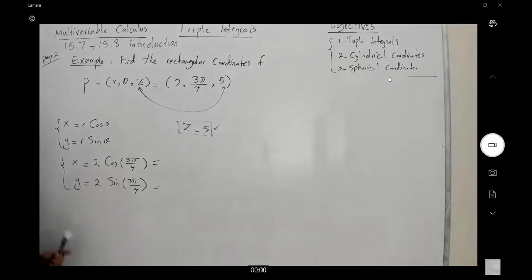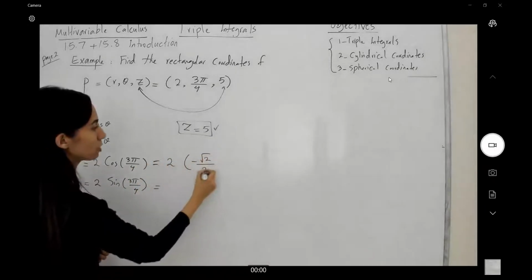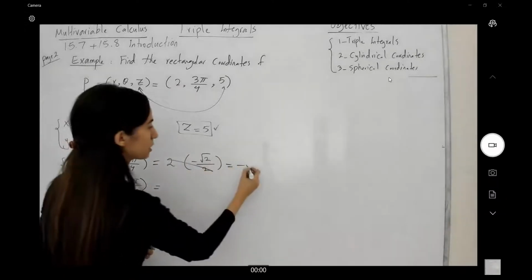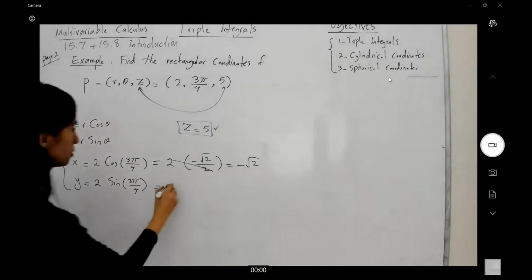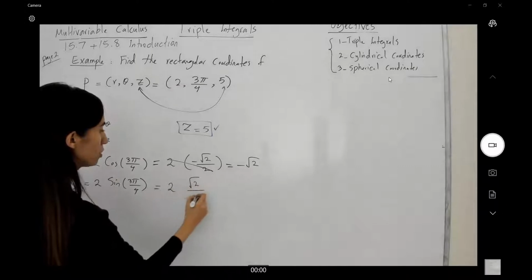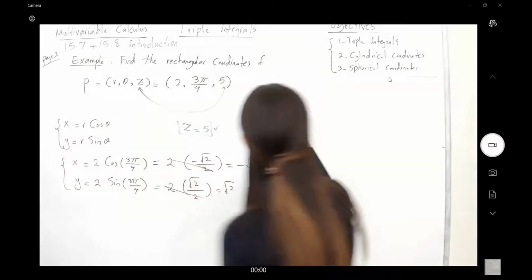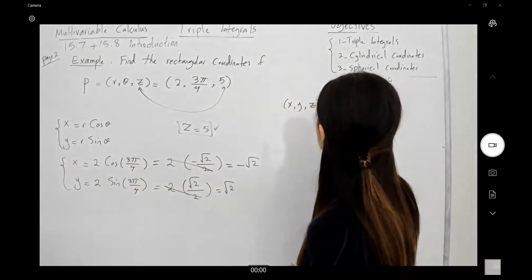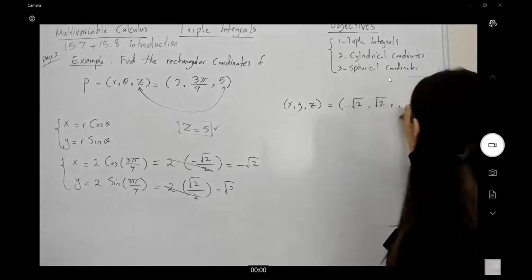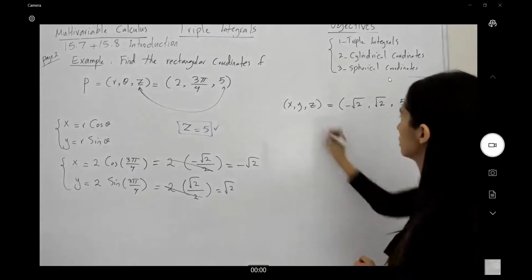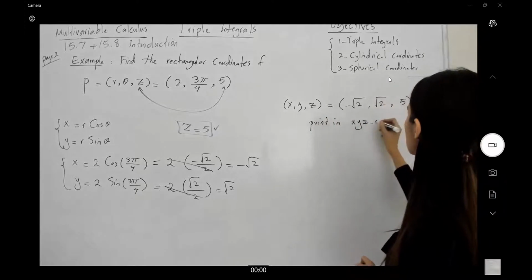Remember that cosine of 3 pi over 4 is going to be negative. So here you have 2 times negative square root of 2 divided by 2, which is equal to minus square root of 2. This is your x value. Your y value is going to be just 2 times square root of 2 divided by 2, which is square root of 2. So you can write x, y, z, which is equal to negative square root of 2, positive square root of 2, and z, which is equal to 5. A point in x, y, z space.